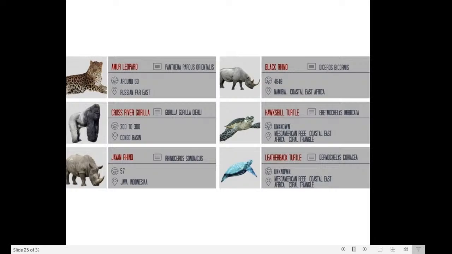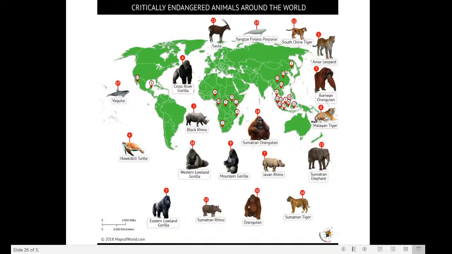Hawksbill turtle, these turtles are a specific one, the counts are not exactly known by the organizations. It's present specifically in the Mesoamerican and coastal East Africa coral triangles. And another turtle, the leatherback, the counts are also unknown. It's present in the east coastal areas. These are some animals which are rarely present, endangered animals around the world.